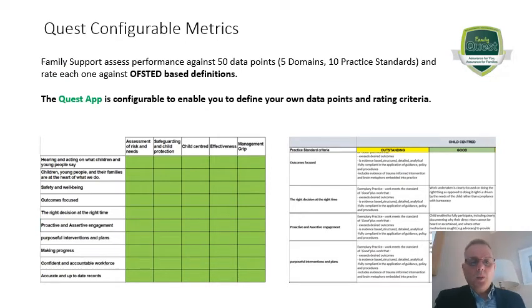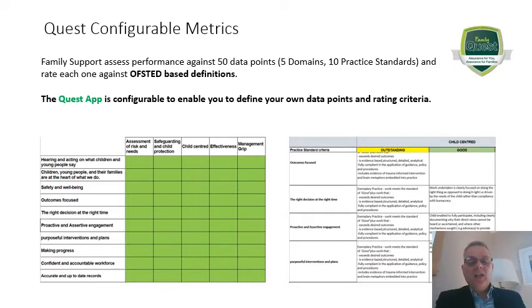We have identified 5 domains which link to best practice as far as we're concerned in terms of safeguarding. I also link very much to the Ofsted frameworks as well. They are assessment of risk and needs, safeguarding and child protection, child-centered effectiveness and management grip. So what we're saying is, in order to be good or outstanding or requires improvement, you need to do well across those domains. And then we've defined 10 practice standards, again based on Ofsted definitions, against each of those. And it's those which you are using to score a file.